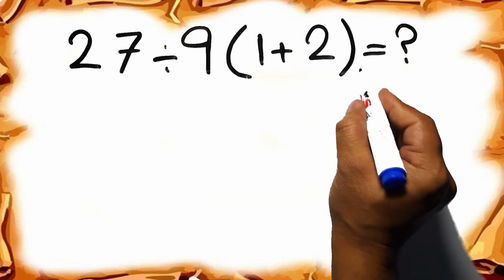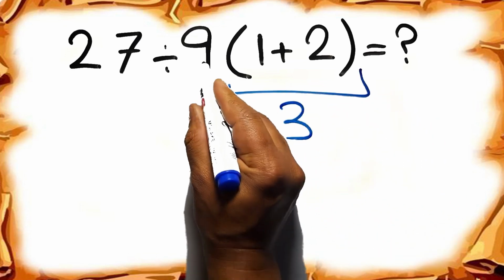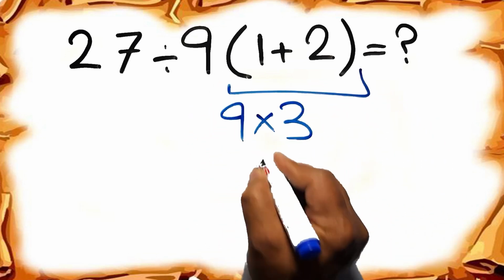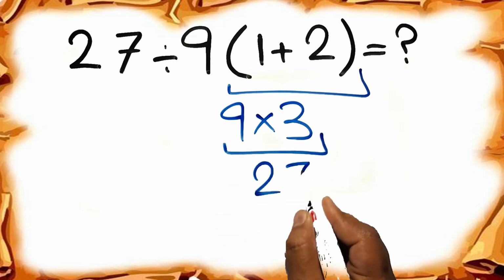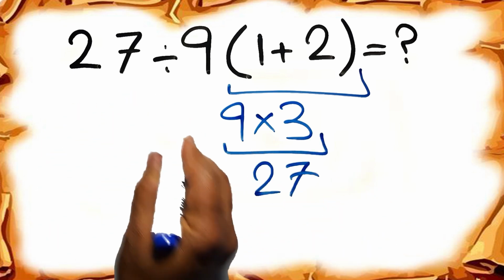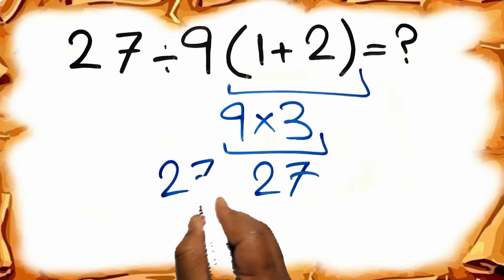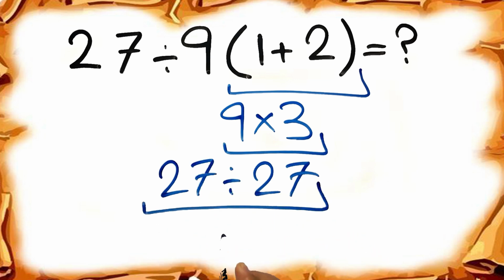1 plus 2 gives us 3. 9 times 3 equals 27. So 27 divided by 27 gives us 1. But this answer is not correct.